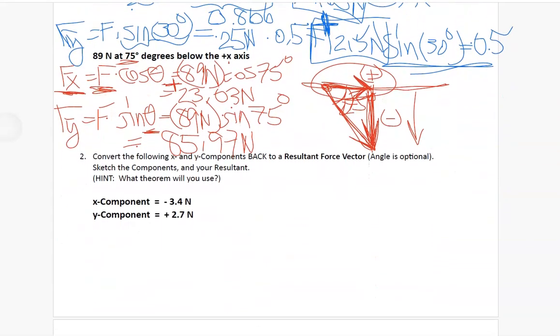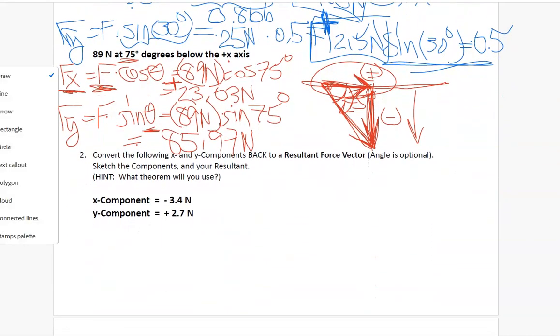Okay. And then the last part of this problem says convert the following x and y components back to a resultant force vector. In other words, we're going backwards now. Now you have the two components, and you are trying to determine what is the value of the original resultant vector these two components came from. All right, so let's just draw that.